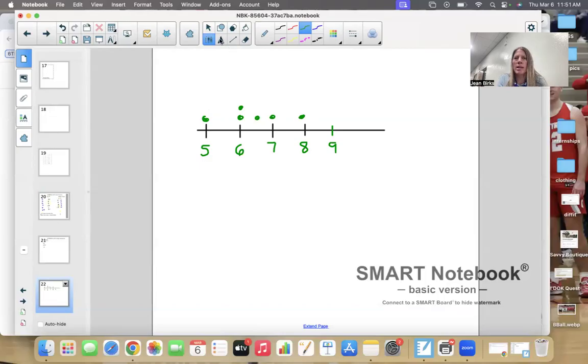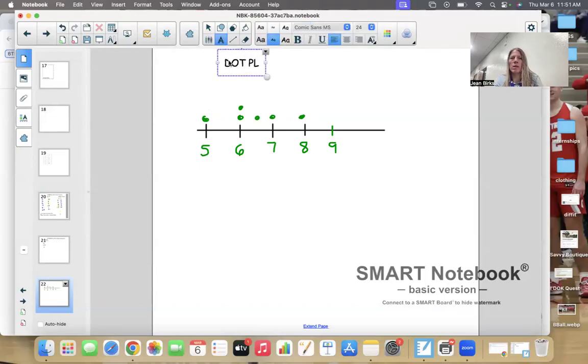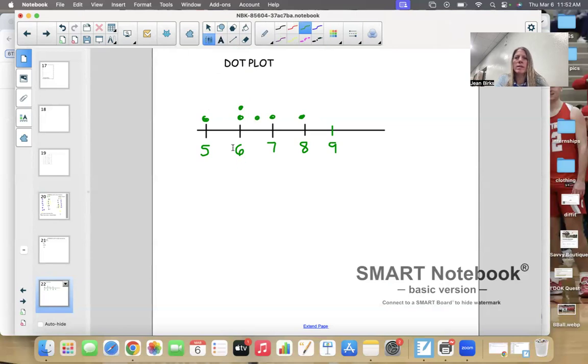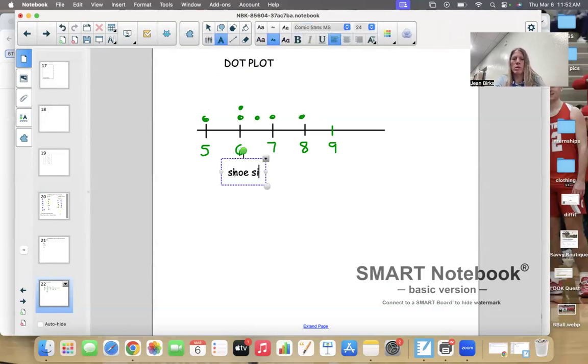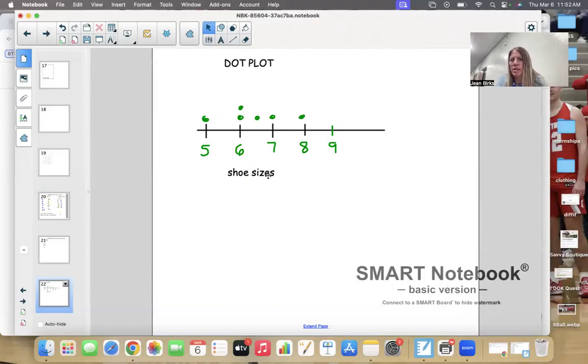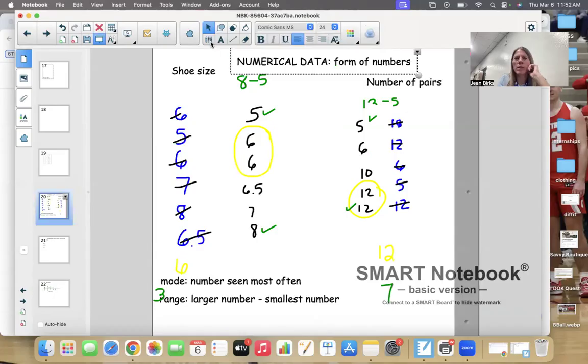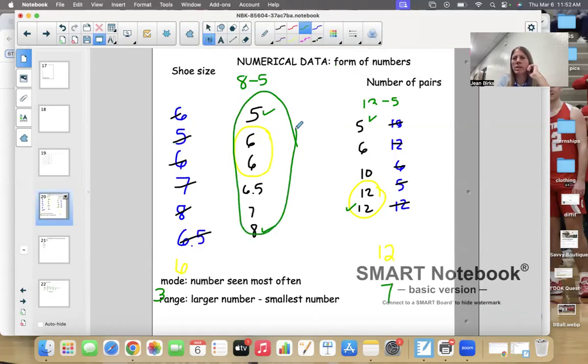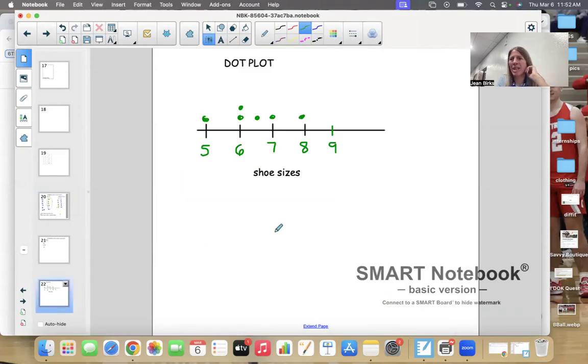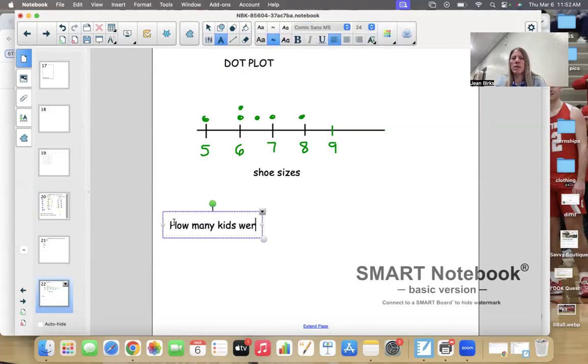And this is called a dot plot. What it displays is shoe sizes. So these numbers are being measured by shoe size, which is typically in inches. Okay. So what we did is we took this list of numbers here, and instead of writing it from least to greatest as numbers, we displayed it in a dot plot. I can still answer some of the same questions like, how many kids were surveyed? Well, 1, 2, 3, 4, 5, 6.